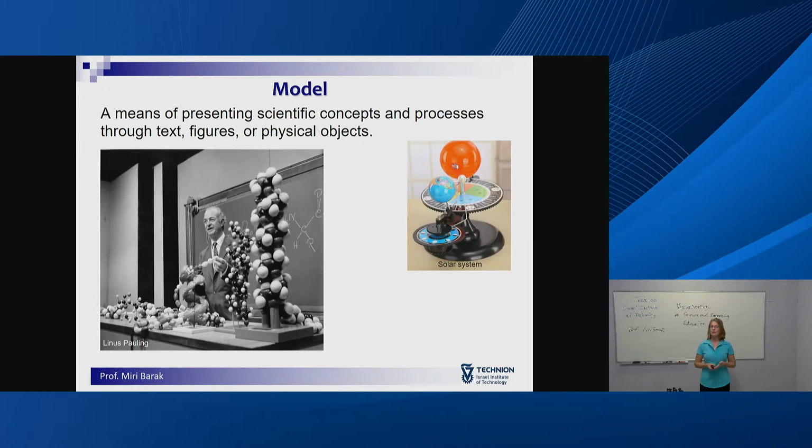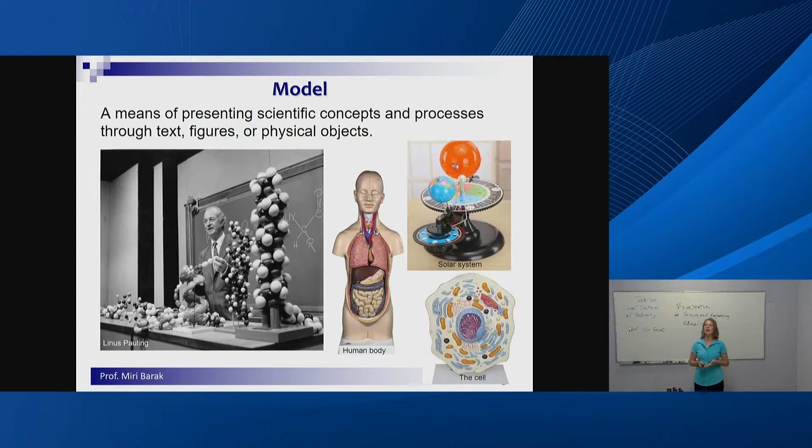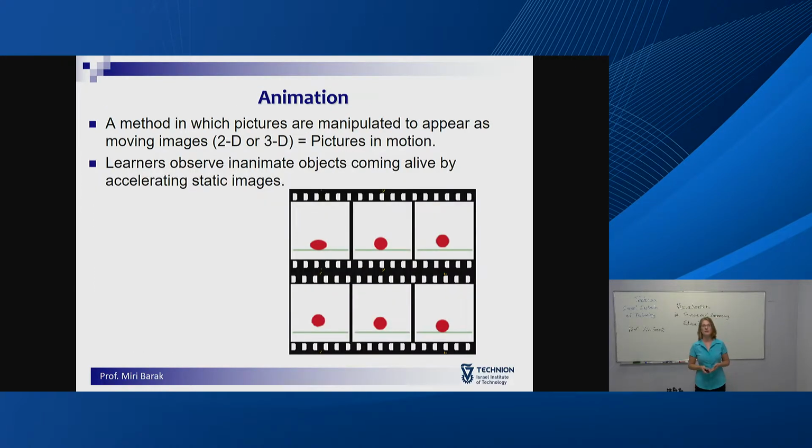Physical models include not only the microsphere realm, but also big systems such as the solar system, as you can see in this example. We have physical models of the human body, and we have, of course, physical models of the cell. So these are examples of physical models.